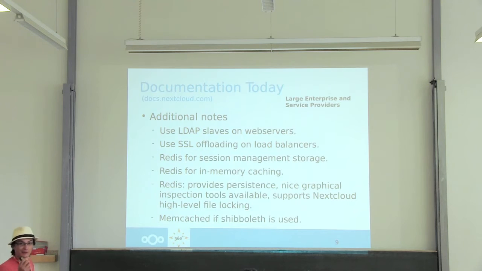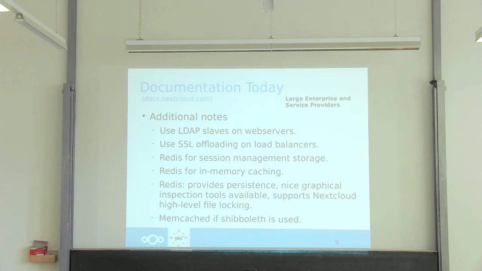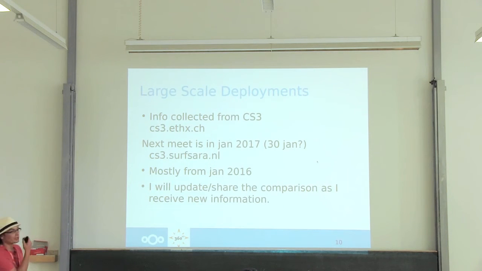I have some questions for that too on the last slide. Use Redis for session management, memory caching, and file locking. We've actually had some problems with file locking in just a one-server setup with WebDAV connections. We're actually still on ownCloud because there was a little bug in OSX and WebDAV connection, but I think it's fixed now. So we'll be going to Nextcloud one of these days, and I'm really curious if this is solved. And the documentation also says use memcached if you use Shibboleth. So, up to the next chapter.